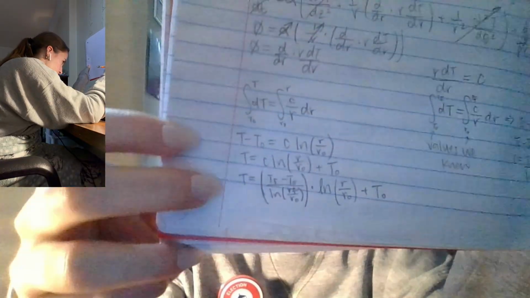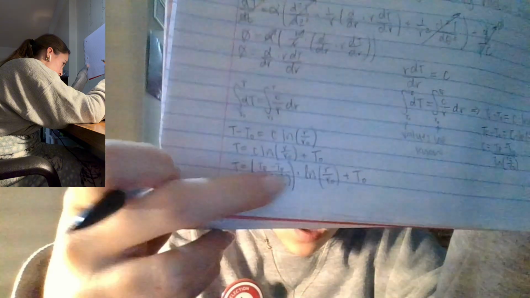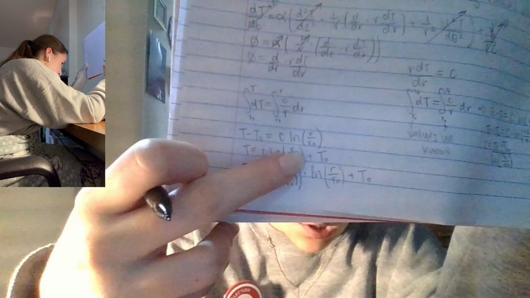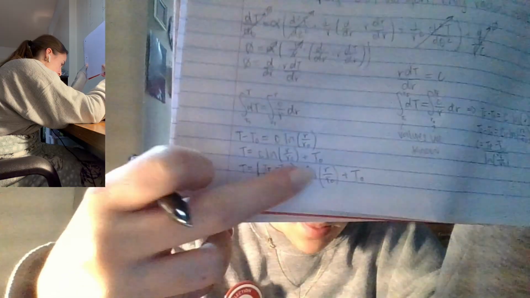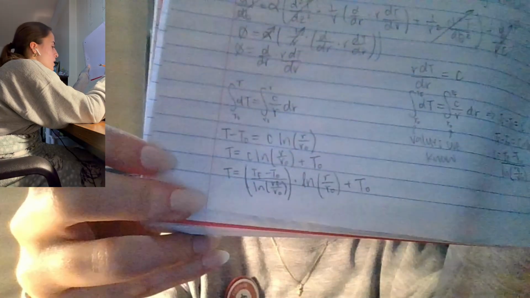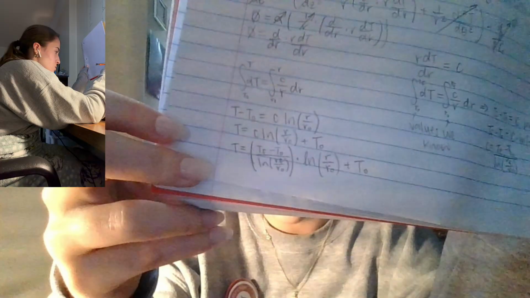So this is our final equation for finding a temperature associated with a certain radius, and this is that constant we solved for before, and then this is just the same equation that we found. So this is everything plugged in, how to find a temperature that you don't know of a radius that you do know, using values that you already know too.